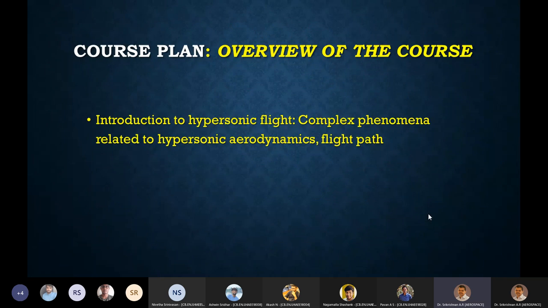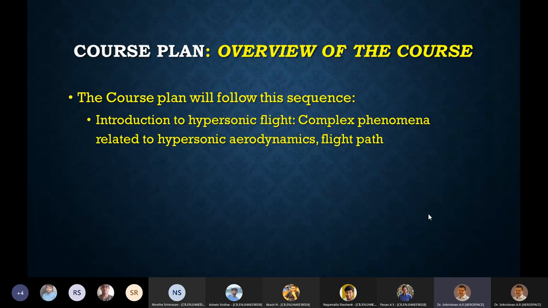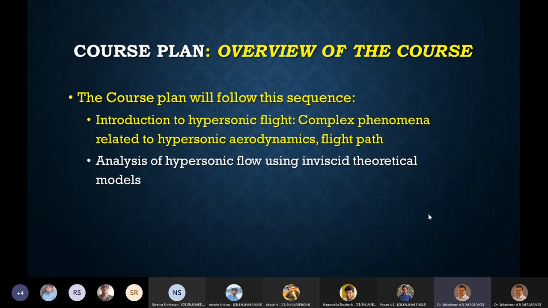Now, to give an overview of the course content, the plan that we will follow in the course would be, first, a brief introduction to hypersonic flight, the various phenomena associated with hypersonic flight, basically features which are unique to hypersonic flows, and their applications. And then we will look at the various analysis methods for hypersonic flow, with the assumption of inviscid flow. Now, inviscid flow, as we will soon see, has a lot of importance in hypersonic flow applications because many of the pertinent physics can be captured, or at least we can get better insight into the problem by inviscid formulations. So inviscid formulations are important, particularly in hypersonic flows.